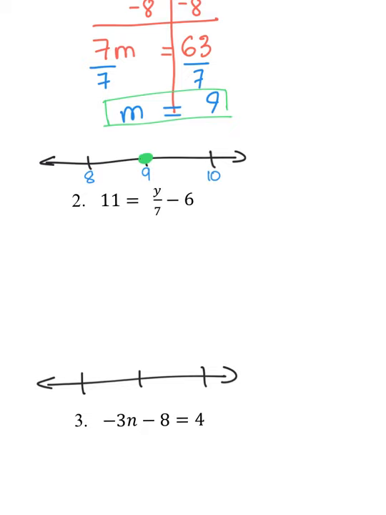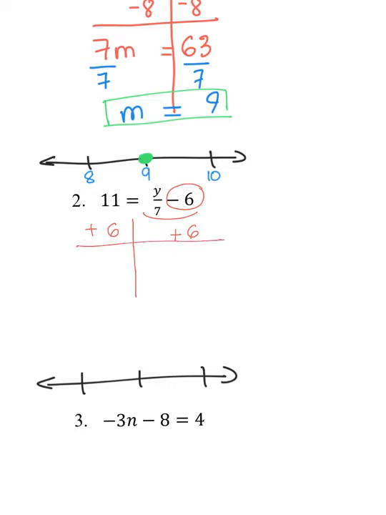Number 2. So 11 equivalent to y over 7 minus 6. So what side has the variable? The right side, right? The right side has the variable, so I'm going to start with the right side. So what is the constant on the right side? Negative 6. So what is the inverse of negative? Positive. You're going to add 6 on both sides.